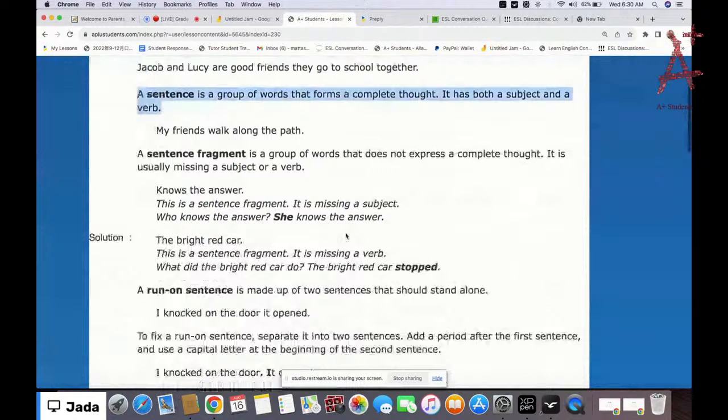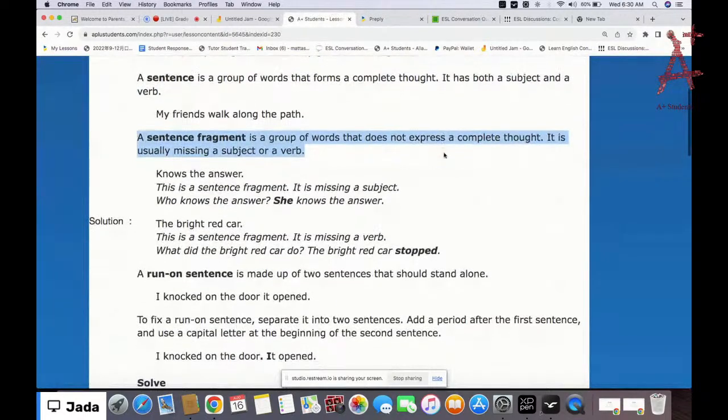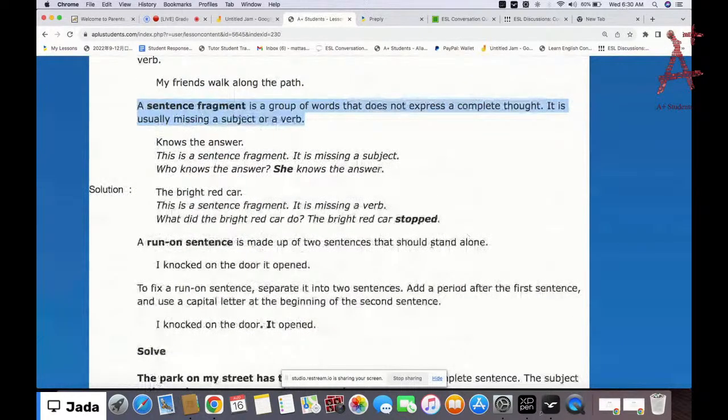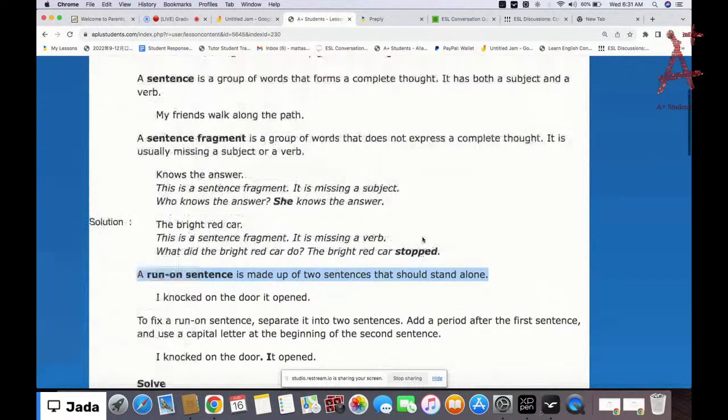Now, a sentence fragment, just like I have said before, doesn't express a complete thought. It is missing something. It's either missing a subject or a verb. And then the run-on sentence altogether is two sentences together that should stand alone, but they are joined together. Okay? All right, so we'll move on to the test because we know this.